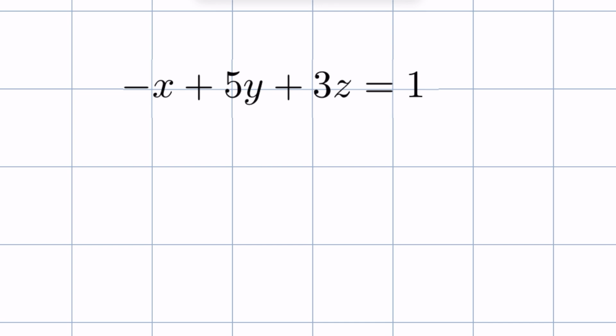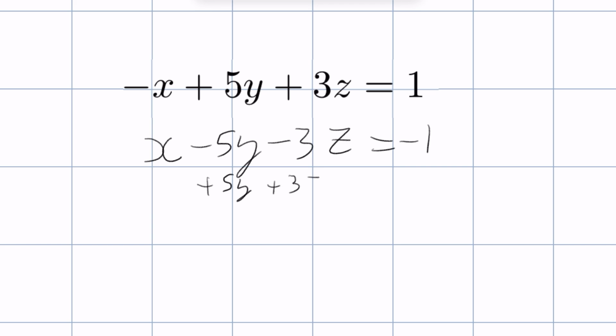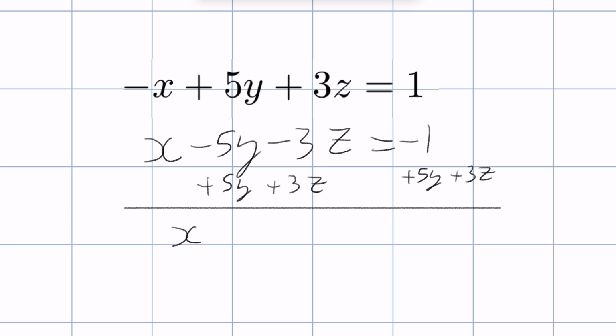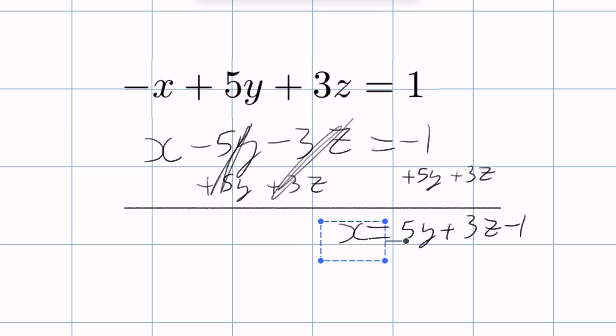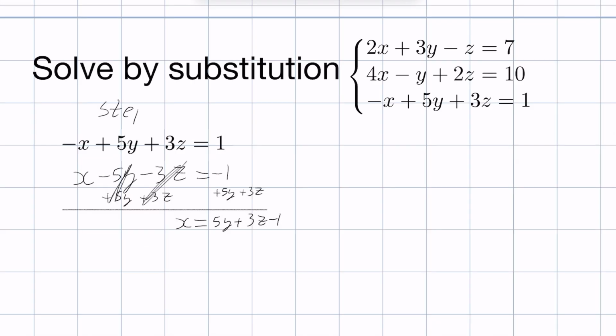And I'm going to multiply everything by -1 so that x is positive, because I want to leave x on the left side of the equation. If I add 5y and 3z to both sides, I'll get a value for x in terms of y and z. So x is equal, those crossed out here, those crossed out here, to 5y plus 3z minus 1. So that's going to be our value for x. We'll bring x over here. This was step 1.